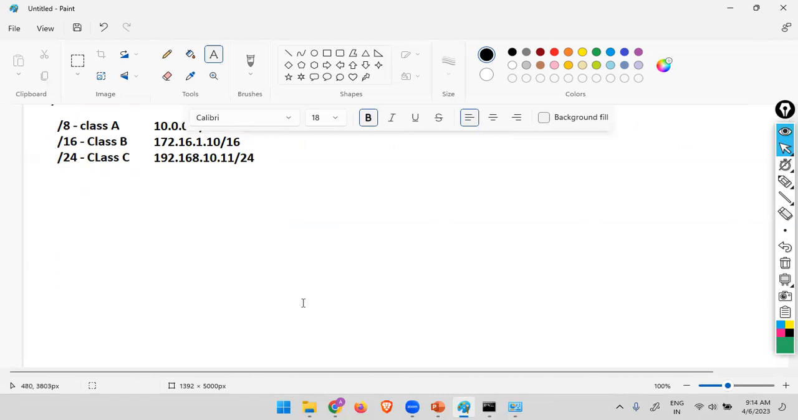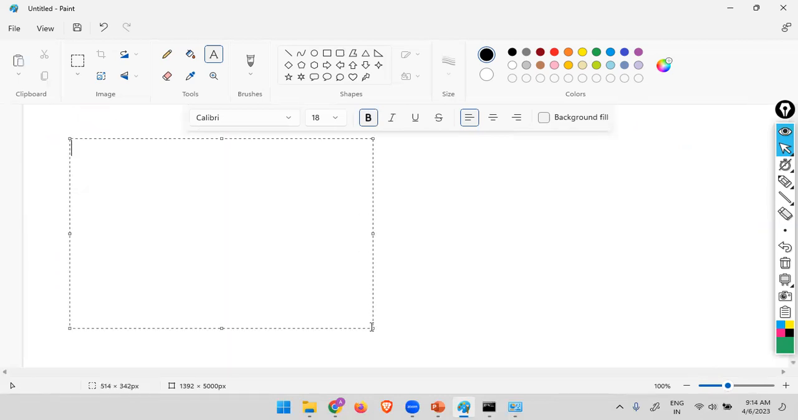Now in case of subnetting, what kind of questions will you see? You will be given one IP address, let's say 10.11.12.13. With that, you will be given a slash value or subnet mask, and then you will have to tell the network ID and the broadcast address. So for this IP address, what is the network ID and broadcast address?